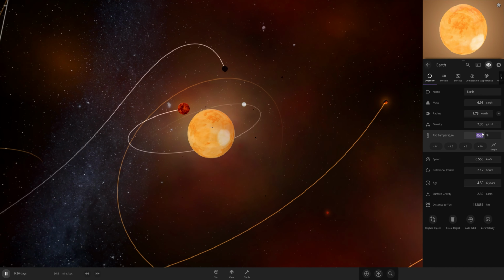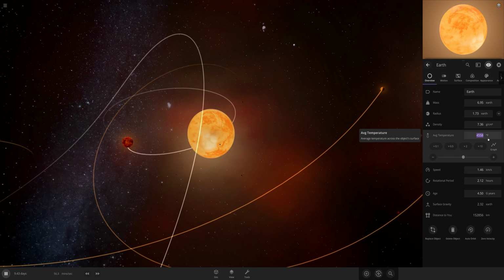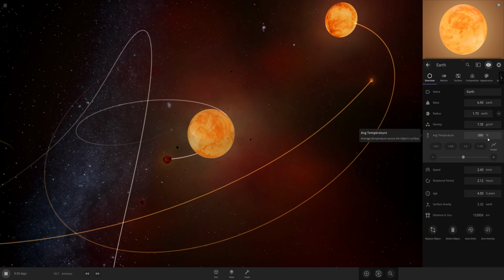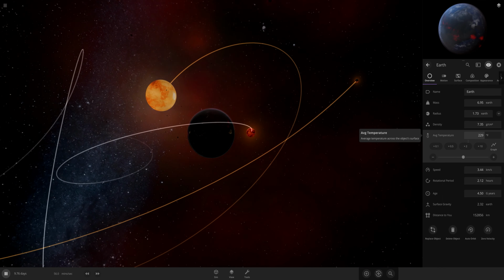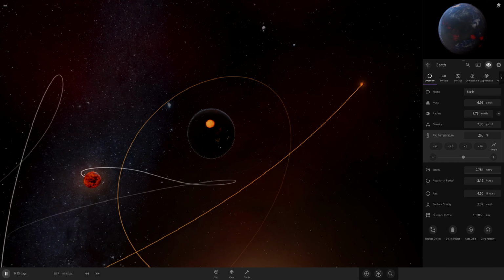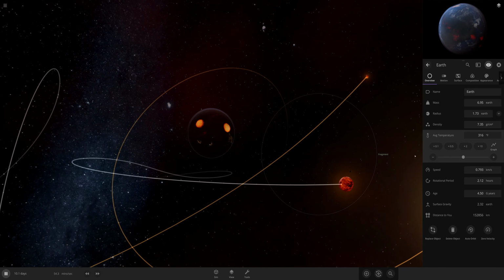By the way, I could decrease the temperature. Let's have the average temperature be 90. Bam. See, now we cooled down Earth, even though it's being heated up by all these weird little fragments nearby it. And it's already up to 280 degrees.